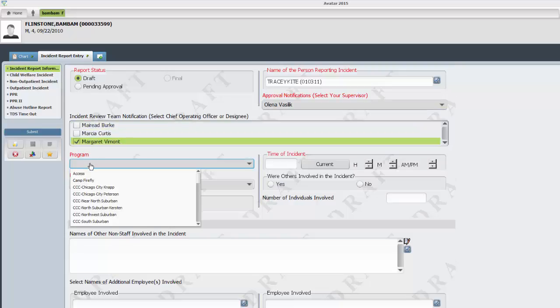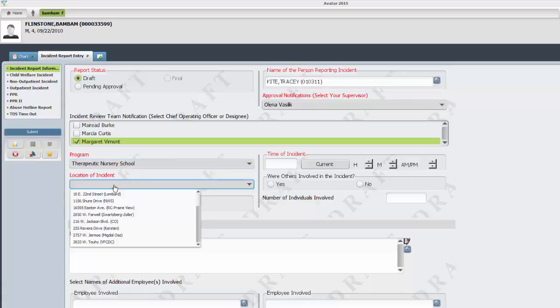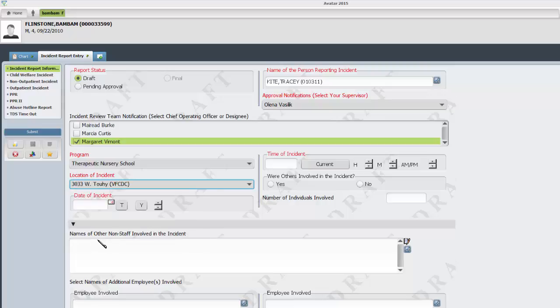This particular client is in the therapeutic nursery school, so I'm going to choose that. The location of the incident was in fact in that office at the Virginia Frank Child Development Center, and the incident happened yesterday. The time of the incident is relevant, and you need to pay attention to the time because when you want to run the report, you need to know at what hour it happened. So this actually happened at 11:30 a.m.